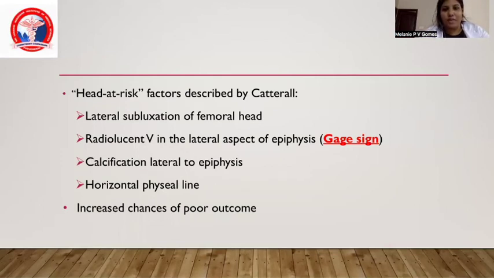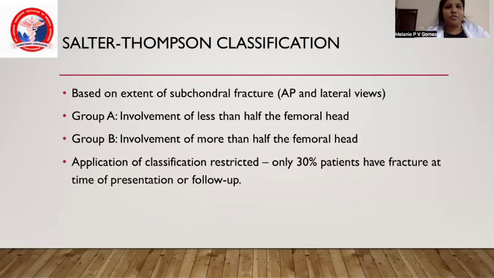Now, head at risk signs have been described by Catterall. These include lateral subluxation of the femoral head, a radiolucent V in the lateral aspect of the epiphysis called Gage sign, calcification lateral to the epiphysis, and a horizontal physeal line. The head at risk factors indicate an increased chance of poor outcome.